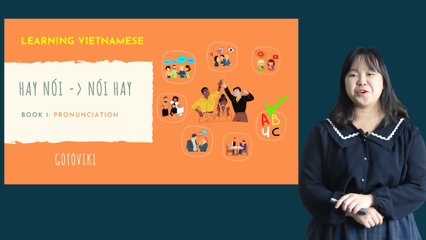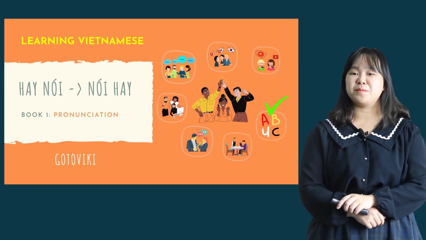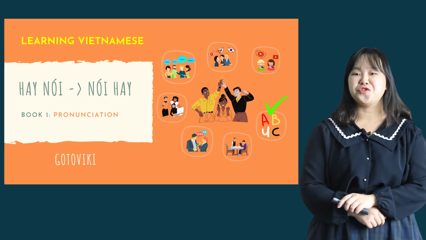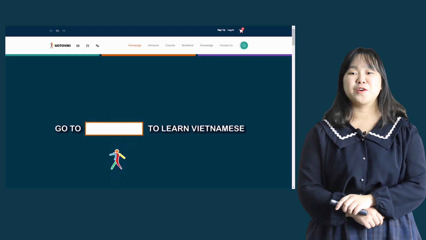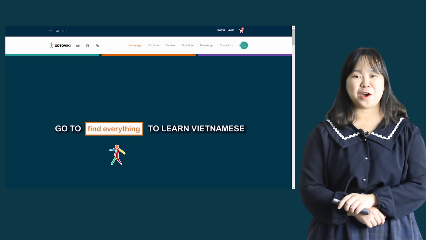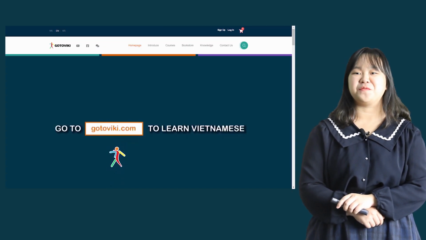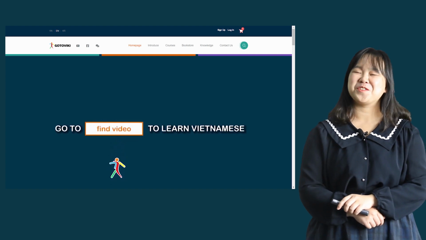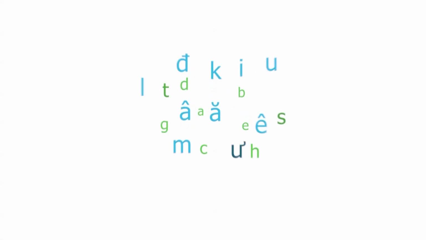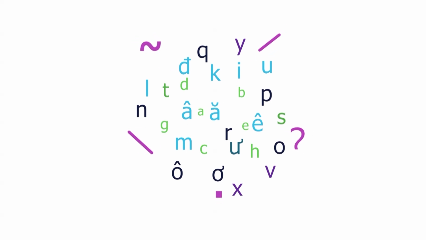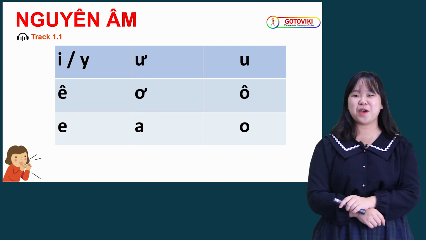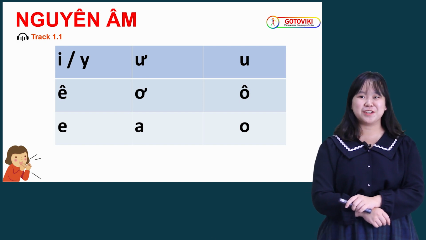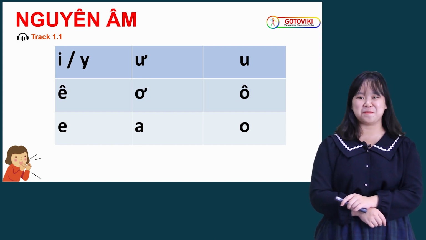And the material used in this lesson is the ebook Hay nói hay #1 of Gotoviki. You can download this one on our website gotoviki.com and then print it out for practicing and learning conveniently. Okay, now here we go. In the lesson today, we will study about 9 long vowels and 2 out of 6 tones in Vietnamese.